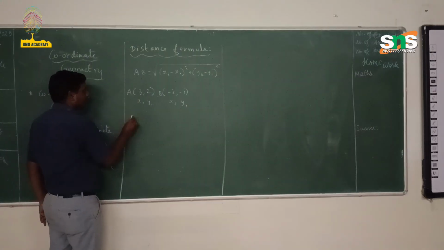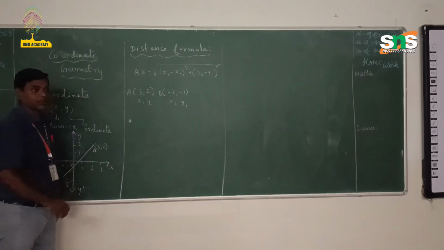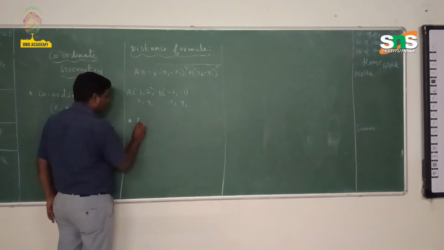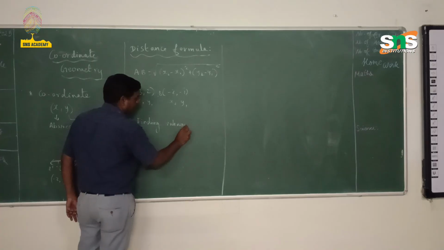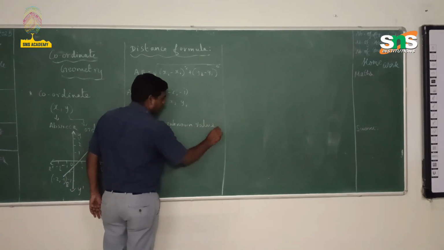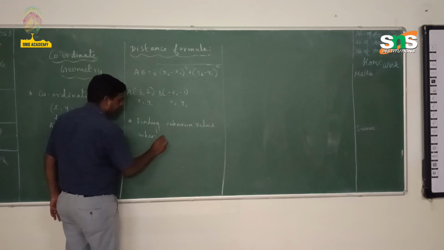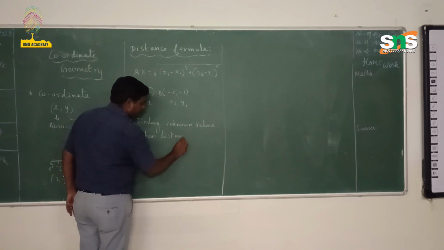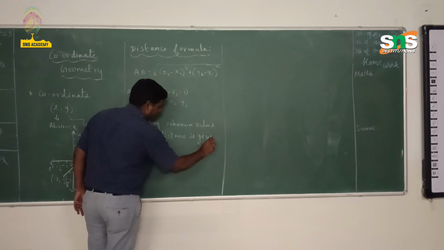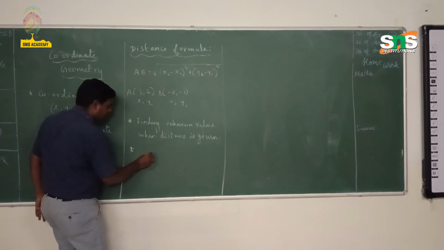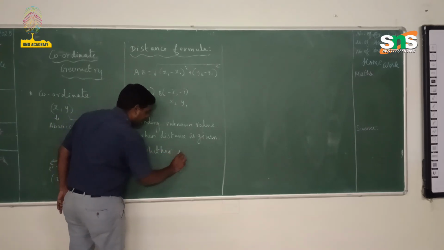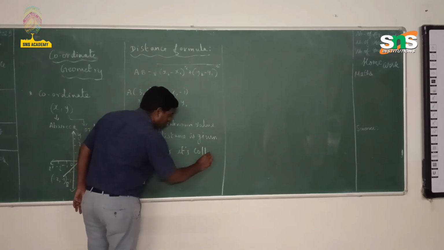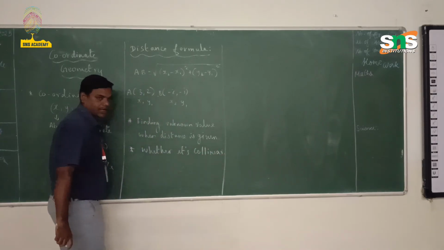So based on this distance formula, what are the different types of sums we have? One is finding an unknown value when the distance is given. The next one is proving, checking whether the points are collinear.